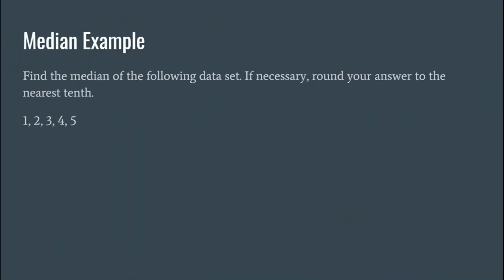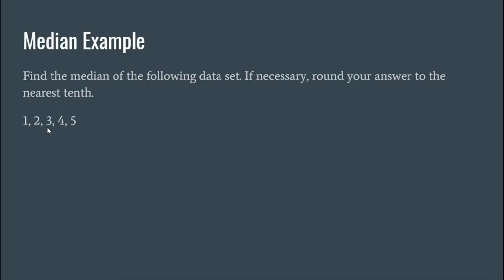Okay, so find the median. First you need to make sure they're in numerical order, which they are. Then we see how many numbers we have. If we have an odd amount, then no problem. Our median is going to be in the exact middle. So 5 numbers here, our exact middle is going to be the 3rd number, which in this case is number 3.